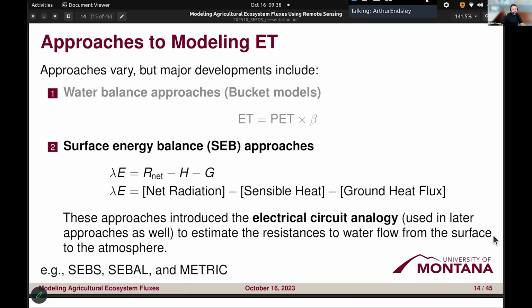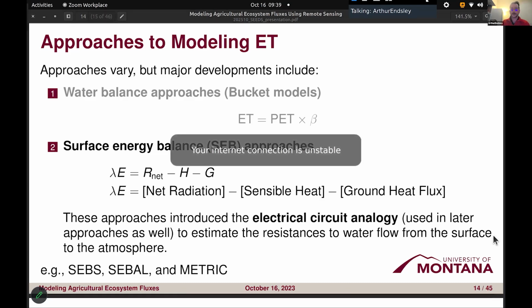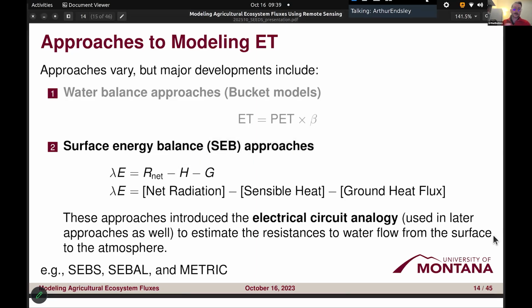...sphere continuum as a series of resistances. So there's various resistances to that water flow from the surface to the atmosphere. And indeed, a number of popular ET models that are still in use today take the surface energy balance approach, such as SEBS, SSEBop, or METRIC, which are used in the OpenET ensemble.